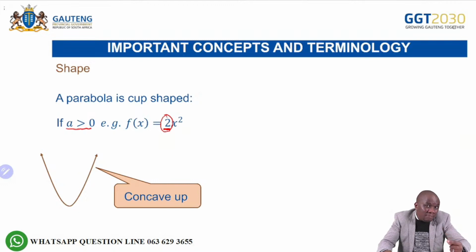Do you know that you get a mark for drawing the correct shape? Let's say you're sketching a function, having the correct shape is a mark. It's a key feature that you must know. So when a is greater than 0, when a is positive, the graph is concave up.